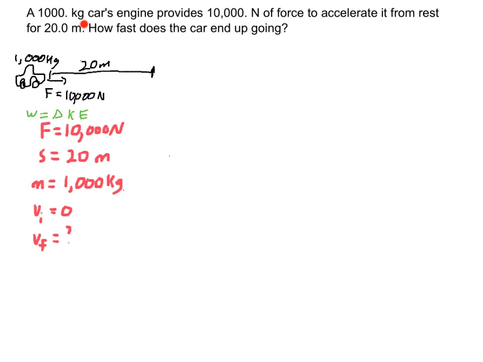By the way, this is the mass of the car, not the mass of just the car's engine. So 10,000 newtons to accelerate it for 20 meters. And if the engine provides 10,000 newtons for 20 meters, how fast does that car end up going?